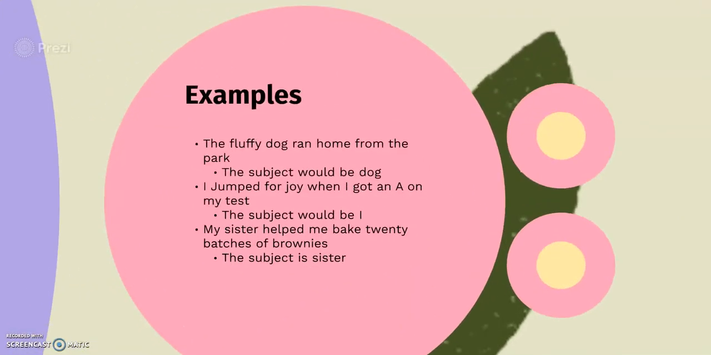And these are some examples. The fluffy dog ran home from the park. The subject of the sentence would be dog, because the sentence is describing what the dog did.